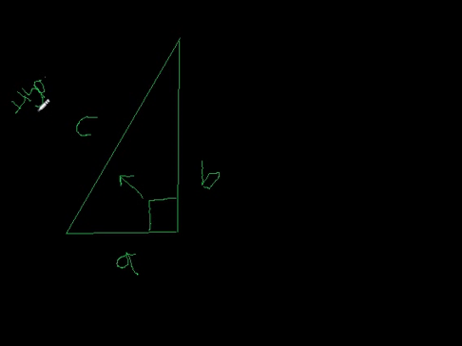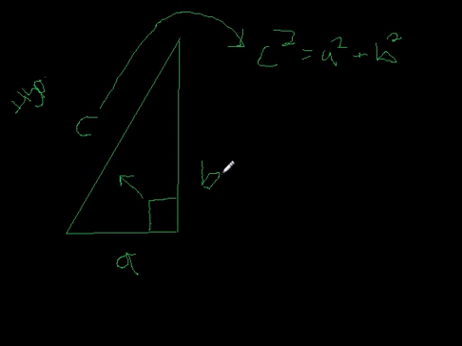Alright, so how do we find the hypotenuse? We go c squared equals a squared plus b squared, where again, c is the longest side, the hypotenuse, b is the other side, and a is the bottom. Not in all cases though. Okay, let's do an example. Let's do a good example here.